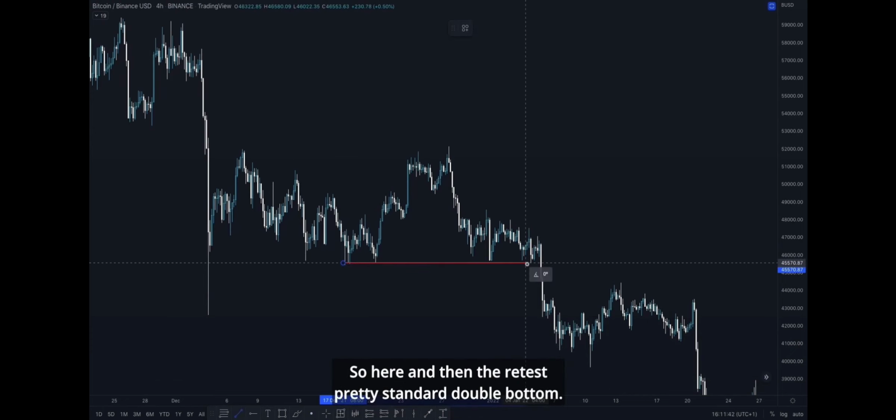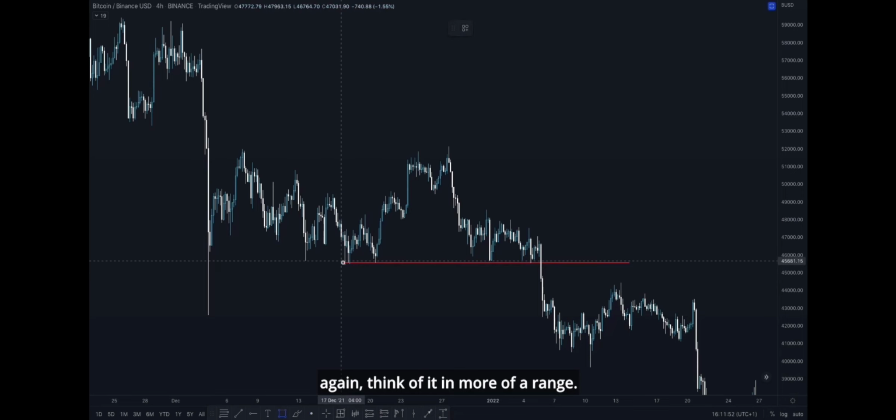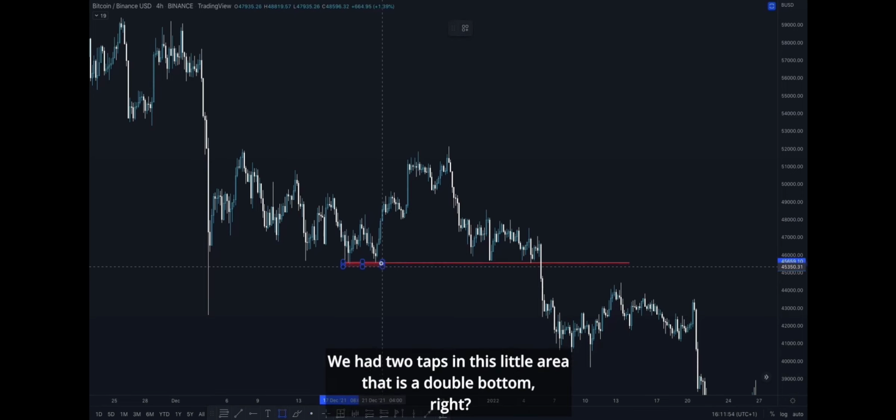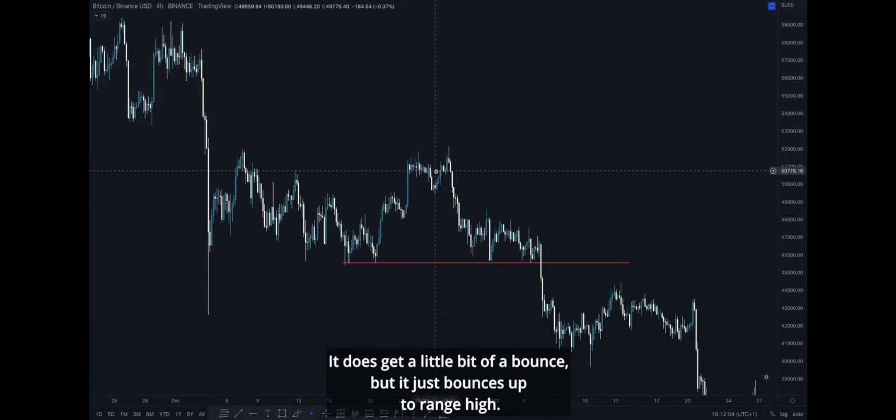Pretty standard double bottom. Don't get hung up on it not being exactly to these wicks. Again, think of it in more of a range. We had 2 taps in this little area. That is a double bottom, all right? Don't overthink it. Okay, so people go long. It does get a little bit of a bounce, but it just bounces up to range high.